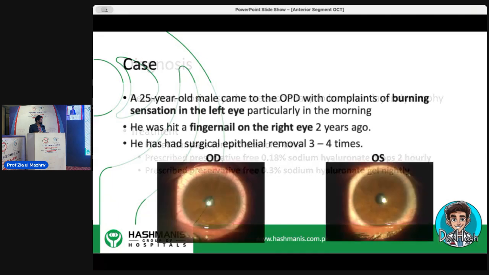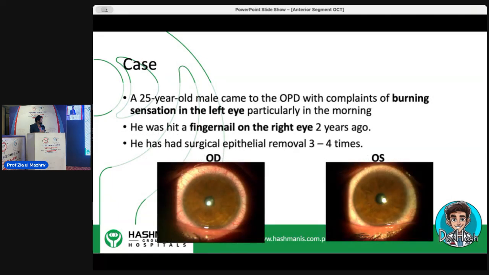Now a flip side case: a 25-year-old male, burning sensation in the left eye, again particularly in the morning. So what are you thinking of? Again, you're thinking of recurrent erosion syndrome. Fingernail trauma is there, so two risk factors of recurrent erosion syndrome are in front of you. Because of these classical symptoms, he has had surgical removal of the epithelium about 3 to 4 times. He had PTK, just to get that Bowman's layer to come back.